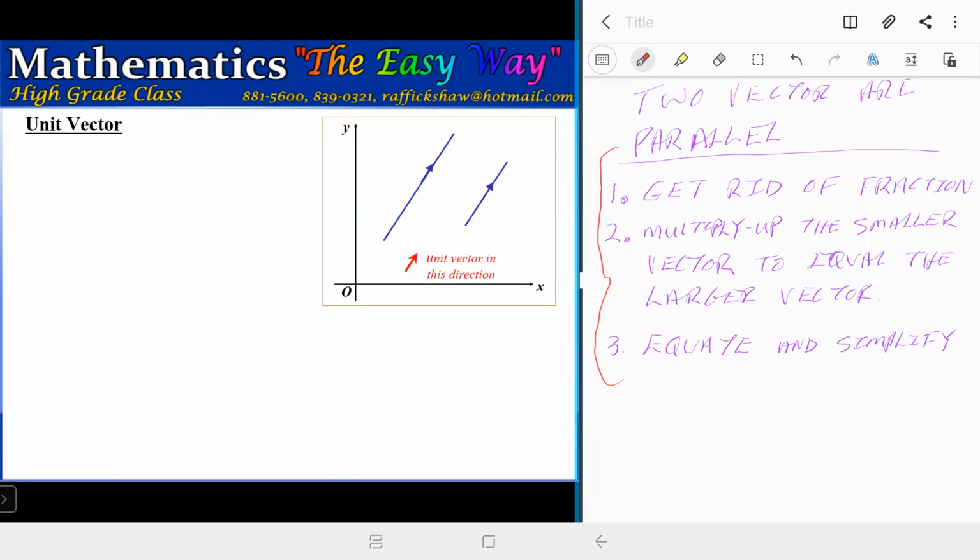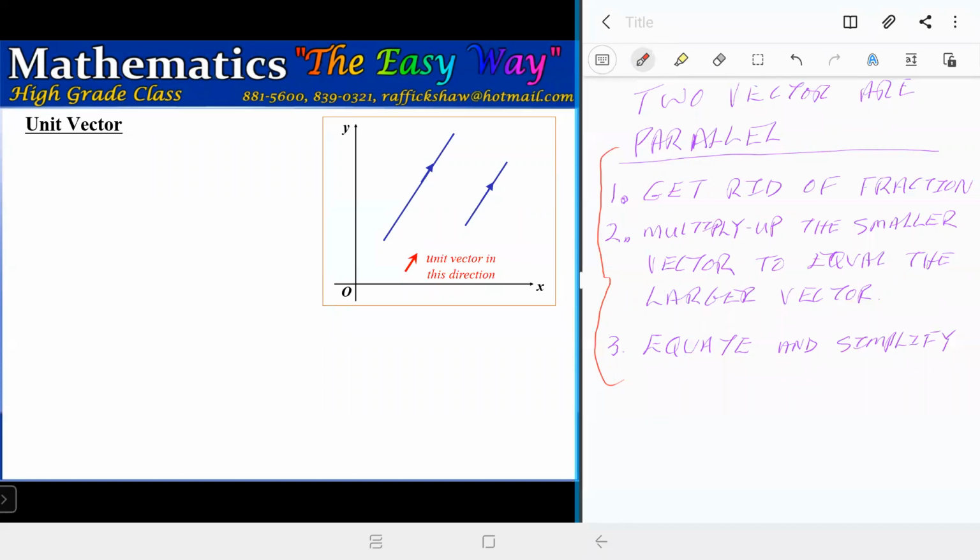What comes next is unit vector. I'm not going to do unit vectors now, because they hardly ever set any questions on unit vectors. Unit vectors is on the syllabus, but I don't see them setting any questions on them. But when we finish what they normally set, I'll come back and go through unit vectors with you.